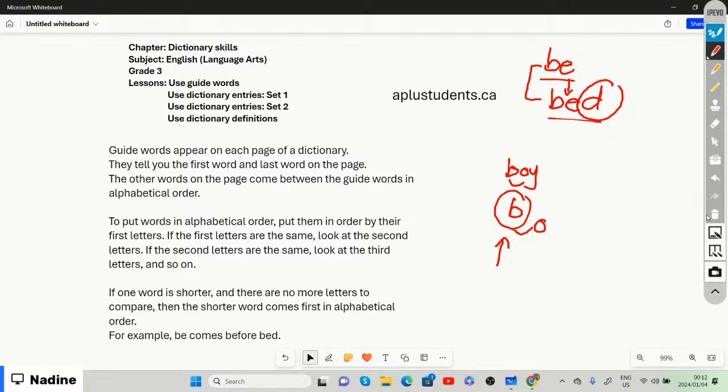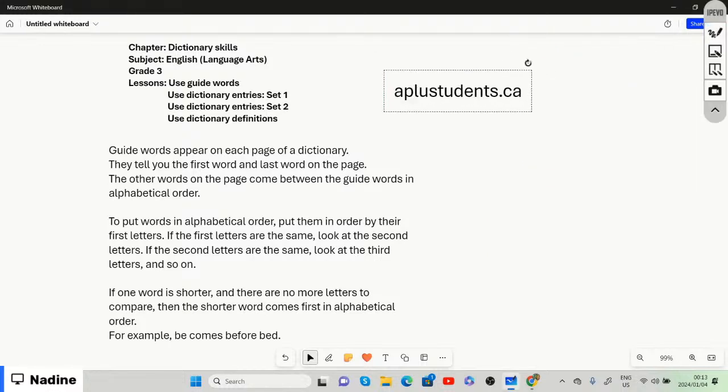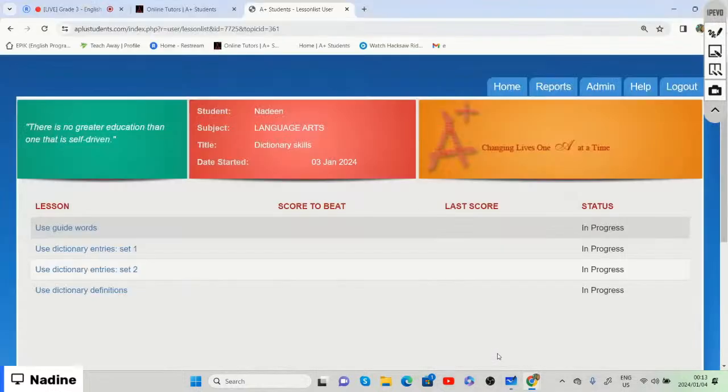All right, so now we're doing our tutorial lesson on aplusstudents.ca. So we're going to the first lesson under our chapter of dictionary skills, which is to use guide words.